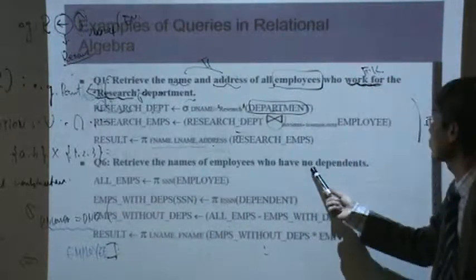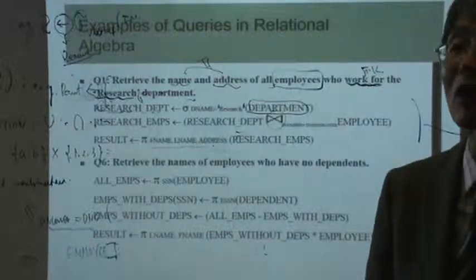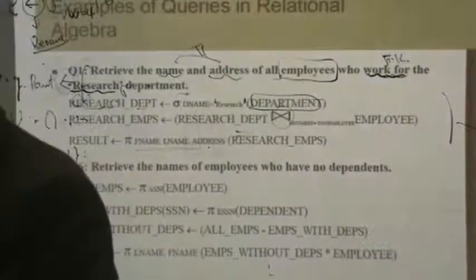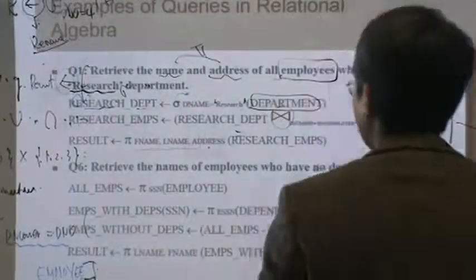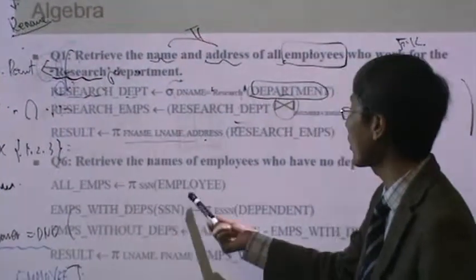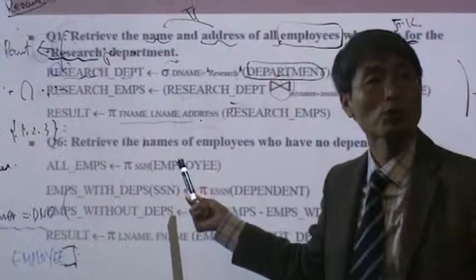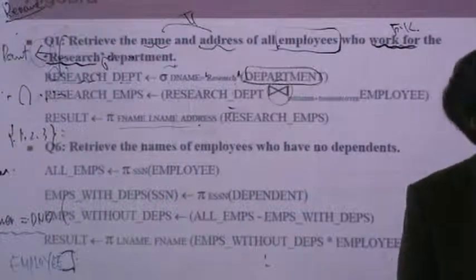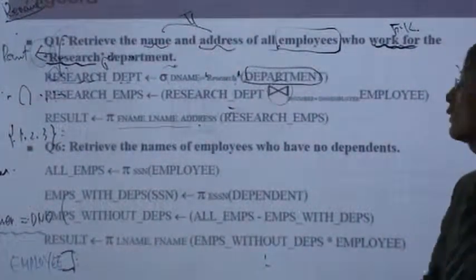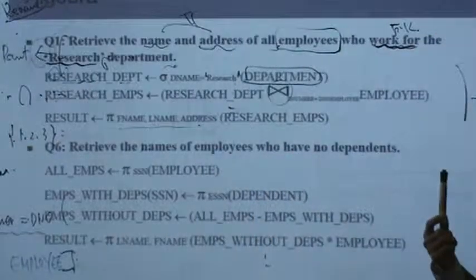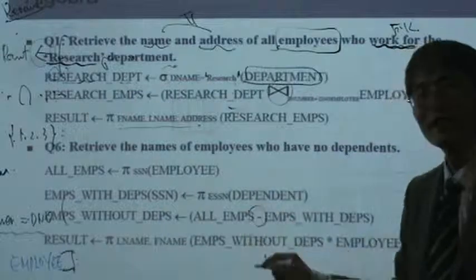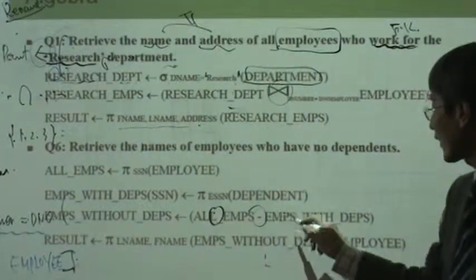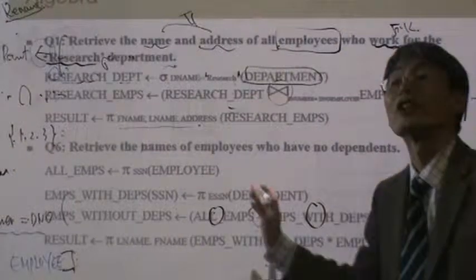This is interesting. Retrieve the name of employees who have no dependent. What does that mean? Only single, or sometimes a couple, but not having a dependent. How can we do this? There are a bunch of different ways. Here we can get the social security number of all employees, and the social security number of employees who have at least one dependent. How can we get the employees who do not have a dependent? We can use minus, right? All employees minus those with a dependent, which means without a dependent.